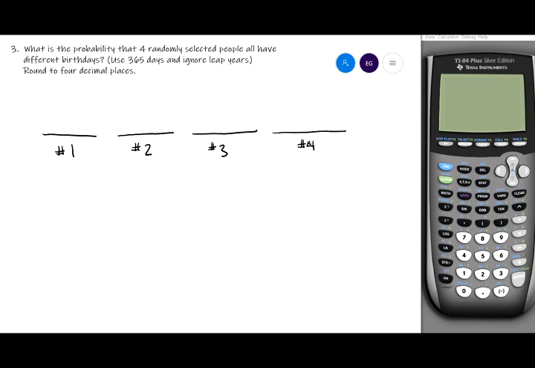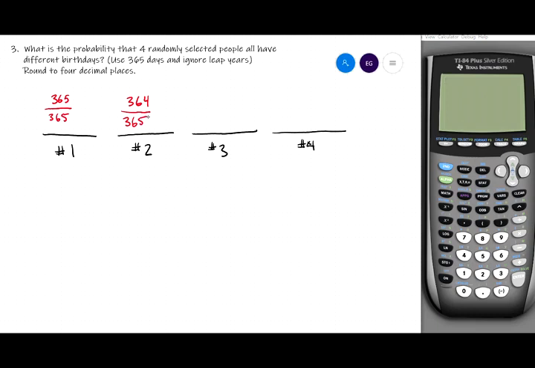Well, person number one could have any birthday, so there are 365 options out of the 365 days in the year. But for person two to have a different birthday than person one, whatever person one's birthday was, let's say January 1st, that's no longer an option. So person number two has only 364 options out of the total 365 days in the year.